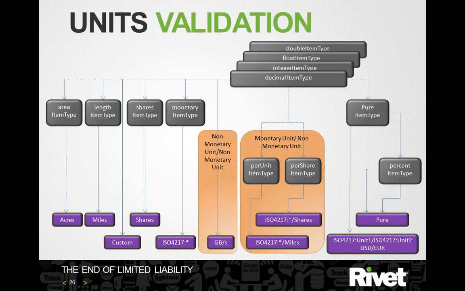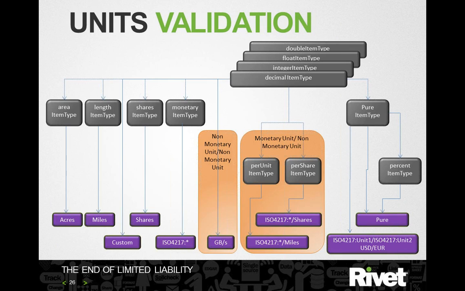Okay, this is just a diagram, and this is also available in the best practice guidance that we have on our website, so you can go and have a look at it to make this a little bit clearer. But basically, what this tells you is what kind of unit should be associated with different data types. Here you can see if you have the area item type, you've got to use items that are in the registry. They might be acres as an example. Length item type might be miles.